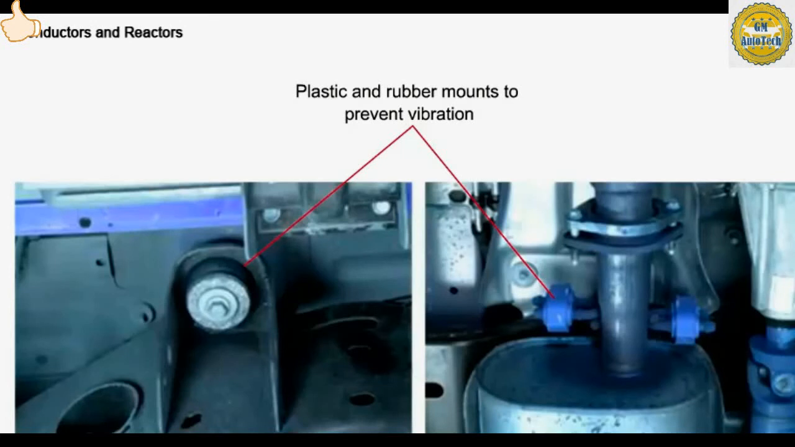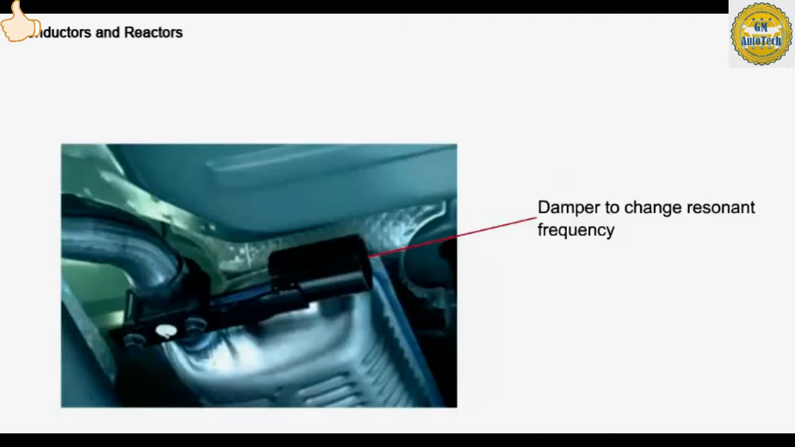Rubber or plastic absorbs and dissipates the vibration before it causes a concern. Vibration dampers are also used to prevent vibrations, but the way they prevent vibration is different. Dampers are weights added to a component in order to change its resonant frequency. This prevents the component from shaking when the engine, driveline, or wheel and tire frequency reaches its resonant frequency.